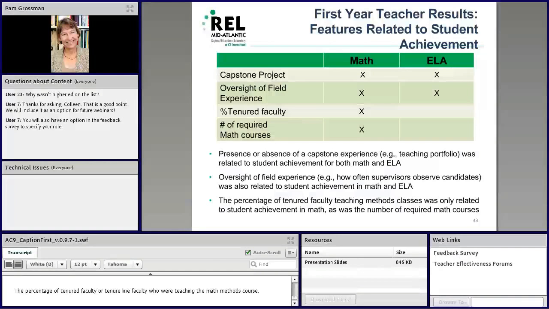And again, that may be a signal of the institution's commitment to teacher education, because math education faculty are actually a scarce resource. So if they were using that resource to teach in the teacher education program, it might have had to do with the value they put on that. And also the number of required math courses in the undergraduate program. So all of those were related to student achievement in math. And in ELA, the first two of those, the capstone project and the oversight of field experience, were both related.